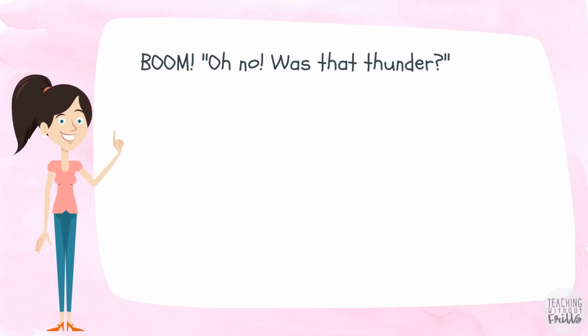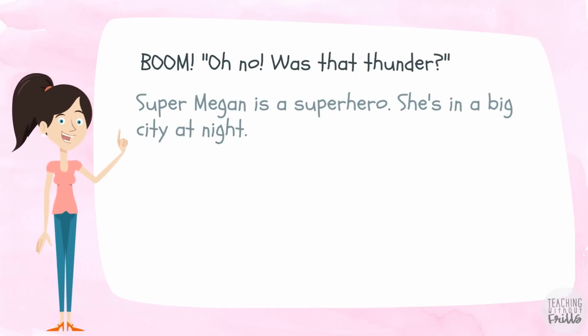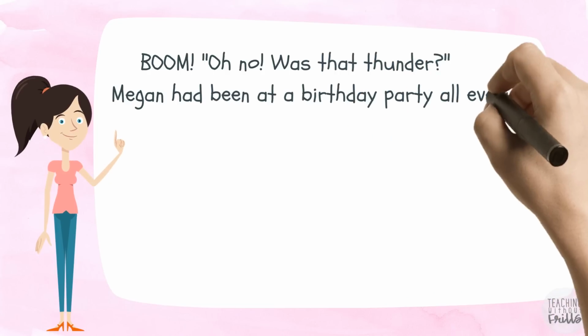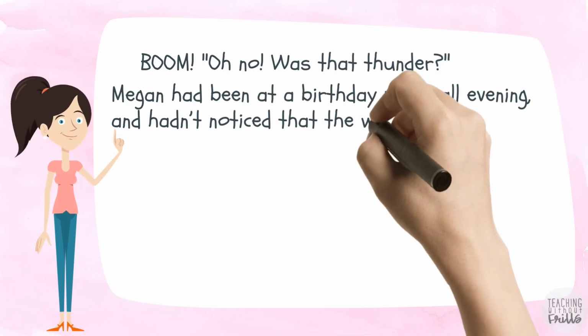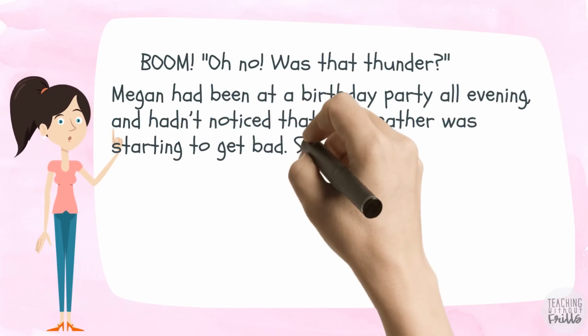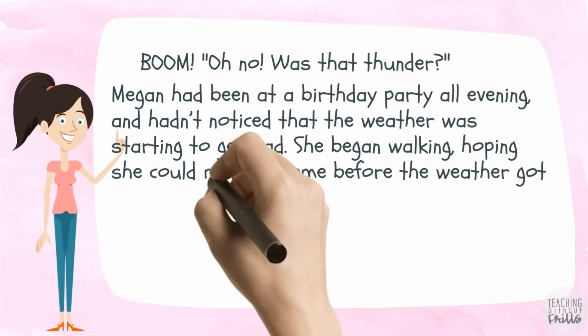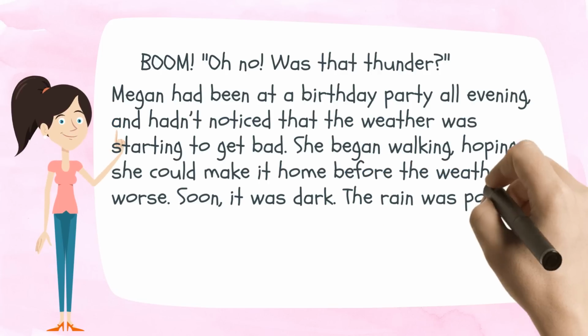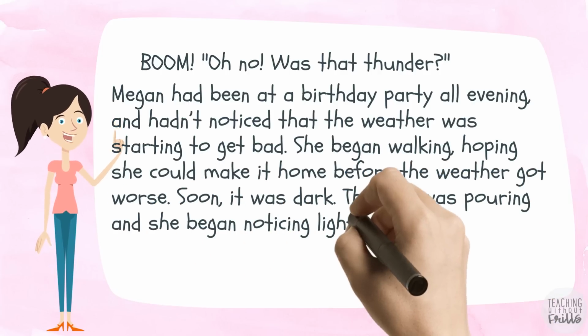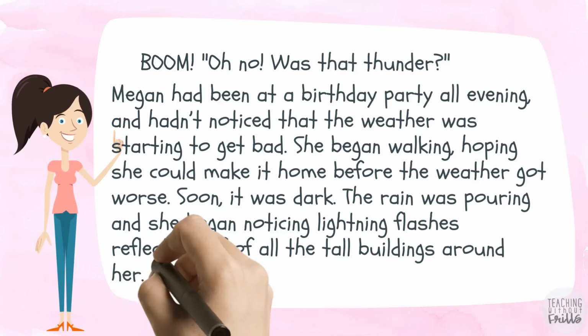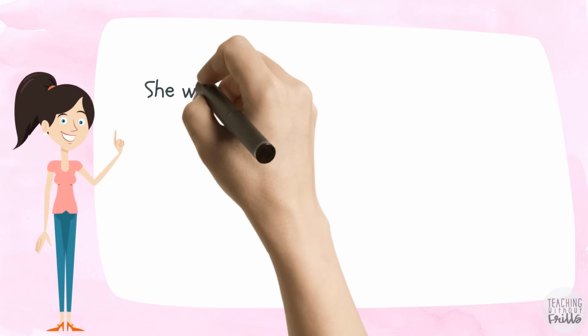It would be boring if I just said, Super Megan is a superhero, she's in a big city at night. Instead, I'll write, Megan had been at a birthday party all evening and hadn't noticed that the weather was starting to get bad. She began walking, hoping she could make it home before the weather got worse. Soon, it was dark. The rain was pouring, and she began noticing lightning flashes reflecting off of all the tall buildings around her. She was worried.